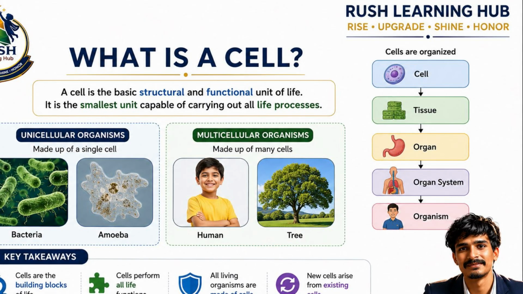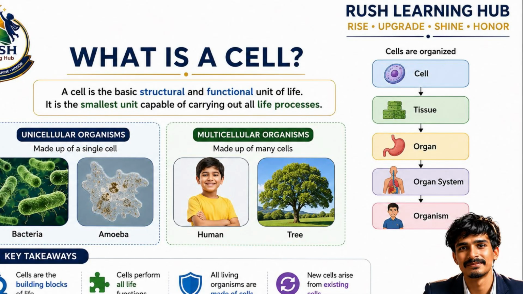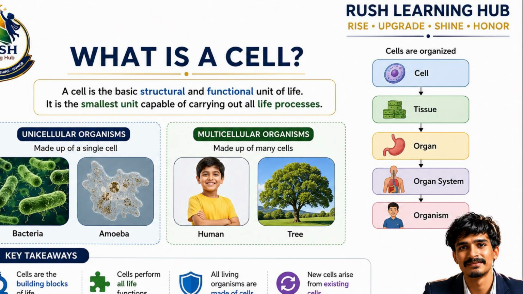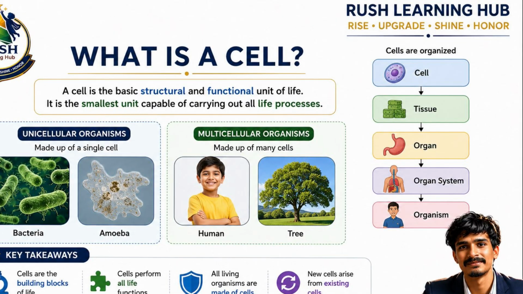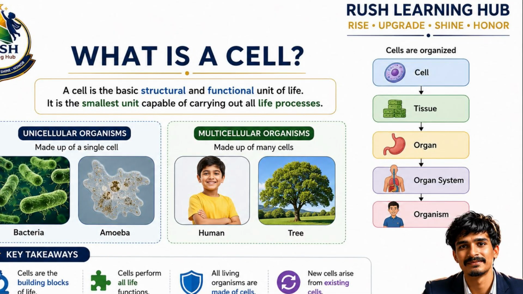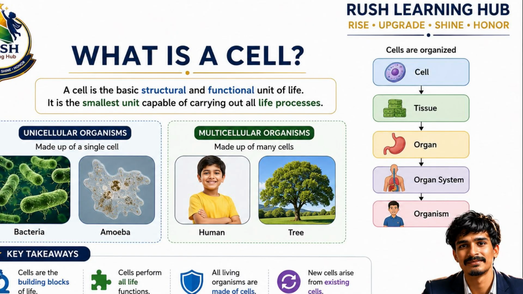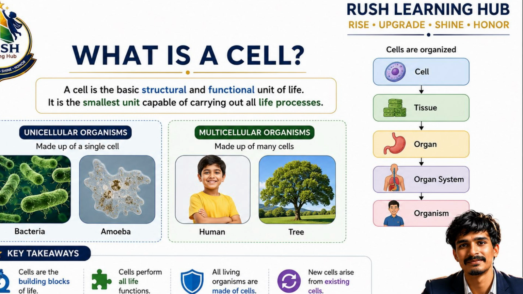Activities such as nutrition, respiration, growth, excretion, reproduction, and response to the environment ultimately occur at the cellular level. Therefore, a cell is not only the building block of the body but also the unit that performs all life processes. A cell is the smallest unit of life capable of carrying out all essential life activities independently.